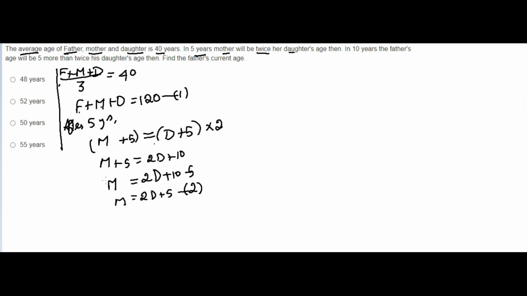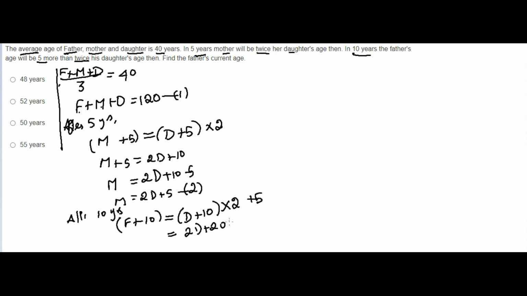Is it right? And now after 10 years, for the father, F plus 10. The daughter also will have her age plus 10 years. In 10 years the father's age will be 5 more than twice. So first you make it twice, and 5 more means plus. Twice means you multiply by 2. So you represent it as 2D plus 20 and then plus 5. So F plus 10 is equal to this.